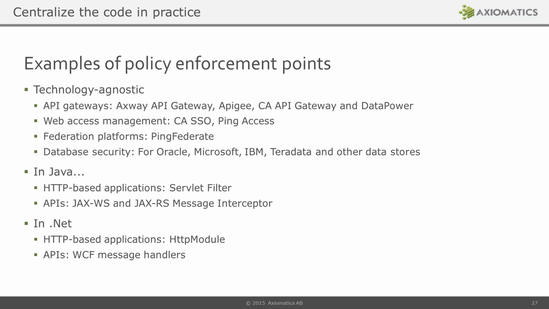So for web content, we're dealing with HTTP modules. For APIs, we're dealing with WCF message handlers. WCF is a pretty cool framework in the sense that it has a lot of hooks you can use. And then if you look at the .NET servers themselves, you could also have an ISAPI filter at a higher level. So really, there's a lot of possibilities, a lot of places where you can easily integrate, and integrate in a configuration-driven and a transparent way.